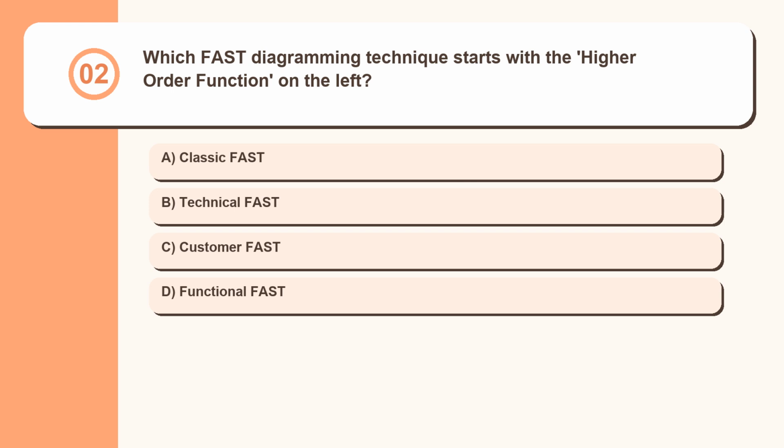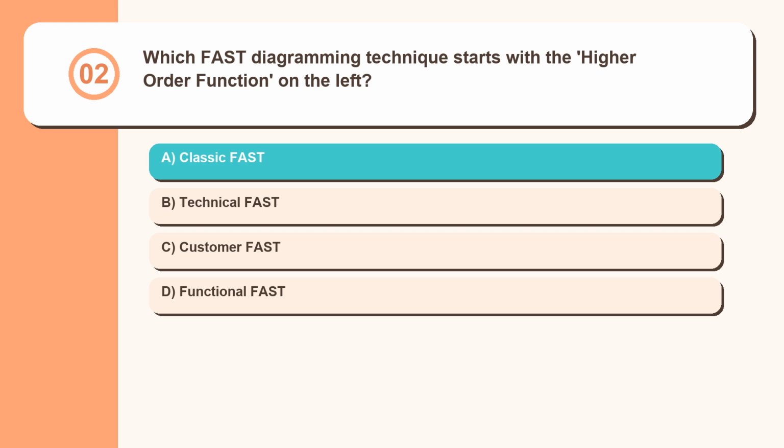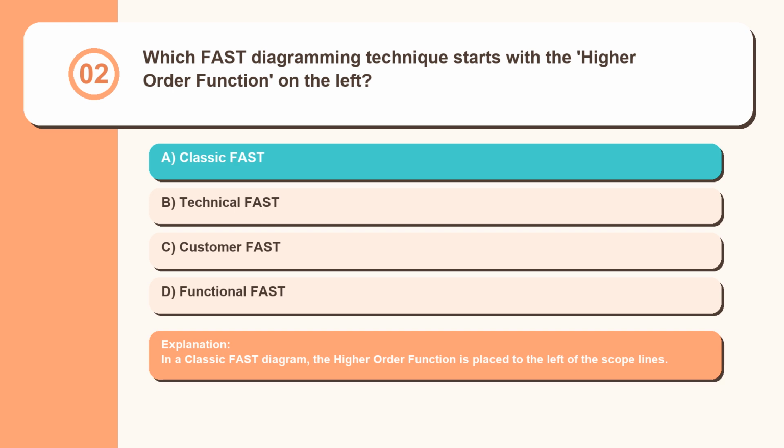Question 2. Which fast diagramming technique starts with the higher order function on the left? Classic fast, technical fast, customer fast, functional fast. In a classic fast diagram, the higher order function is placed to the left of the scope lines.